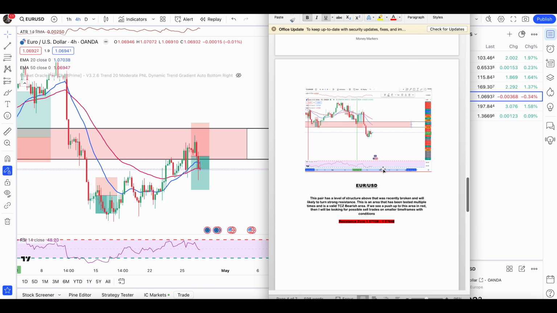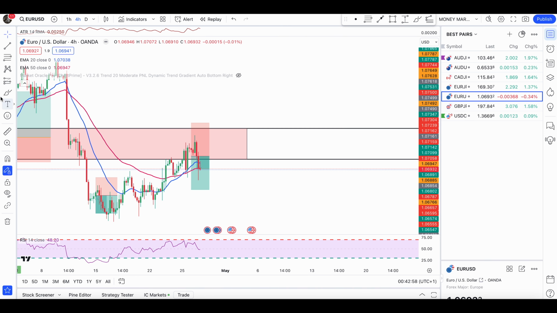Then we have EUR USD, and as you can see, we were waiting for the price to hit the zone and form some sort of signal within the zone. And what do we have after that? Price formed a pullback, formed a bearish engulfer, and now it is pushing lower, and it still did not hit my targets. Let's see how it goes.